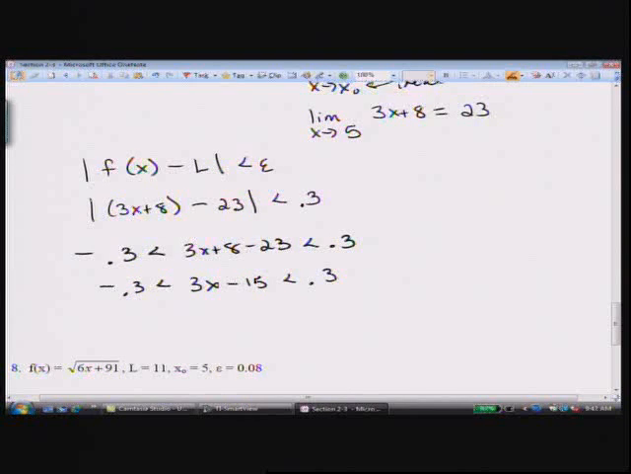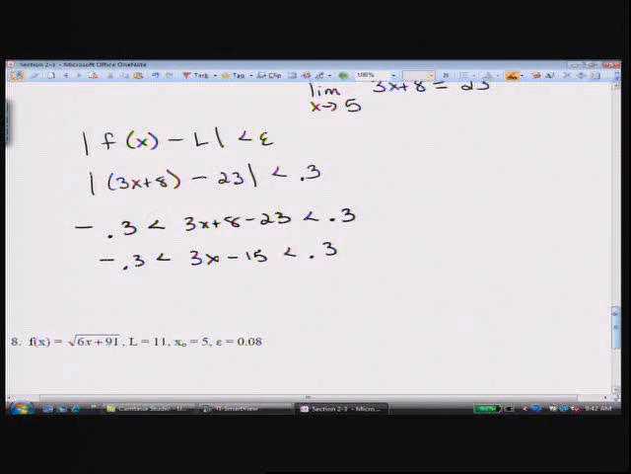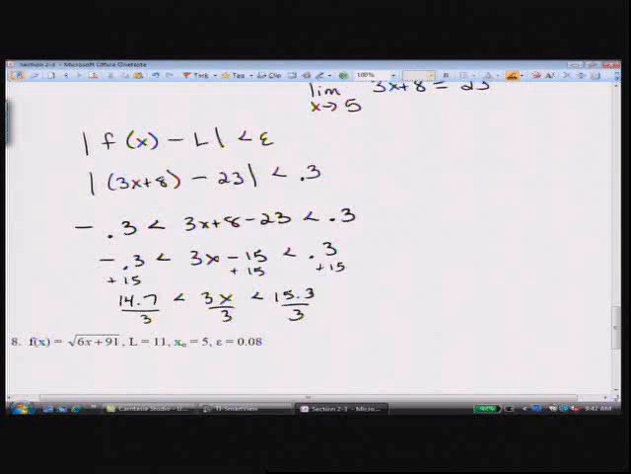Now, you have some options here. I'm just going to solve for x. This is different than I did in the lecture last time. Okay, I'm going to add 15 to both sides. So plus 15, plus 15, plus 15. So that's what, 14.7 is less than 3x, which is less than 15.3. And then I'm going to divide everything by 3. And I get my interval to be, anyone? 4.9 to 5.1.